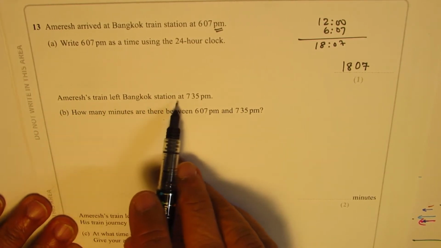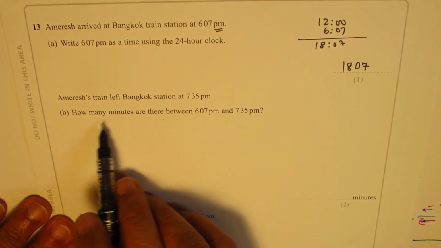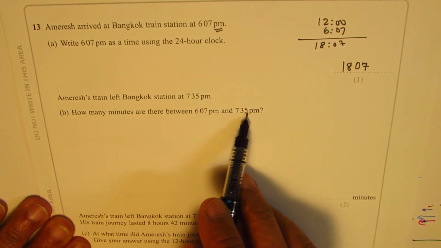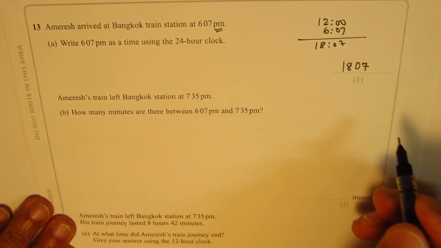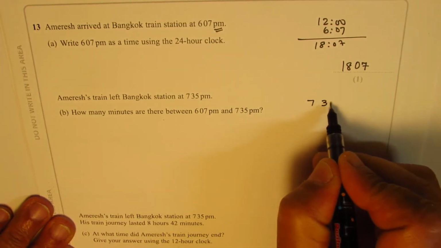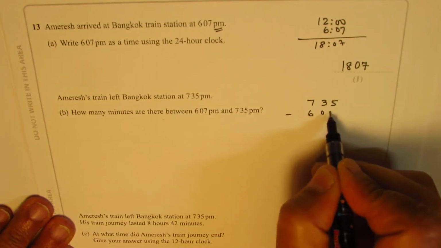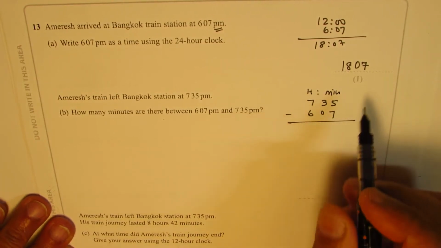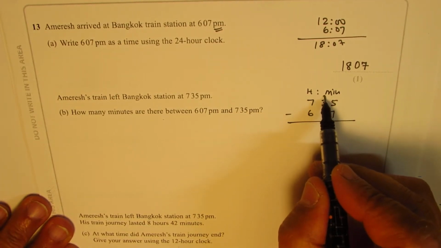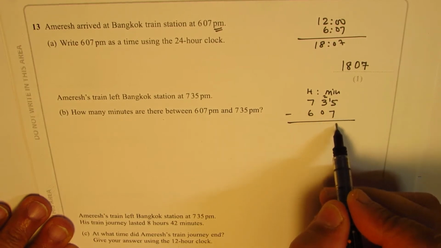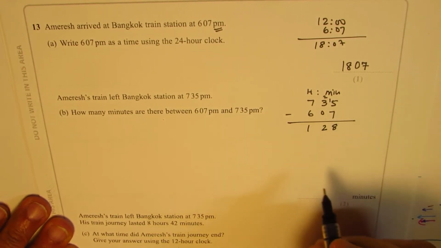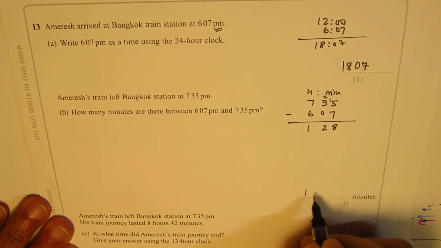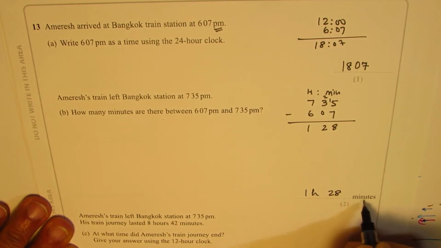Amrish's train left Bangkok station at 7:35. How many minutes are there between 6:07 and 7:35? So we'll take away to find the difference. So basically we have 7:35 take away 6:07. These are hours and these are minutes. Okay. So when you borrow from here, it becomes 2. That becomes 15. So it is 8, 2, and 1, right? So it is 1 hour and 28 minutes. So the answer is 1 hour and 28 minutes, right?